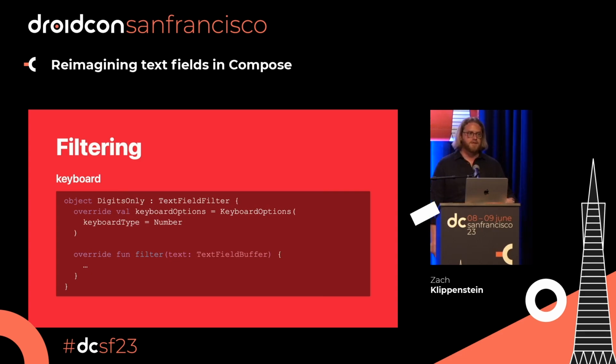and configure some default options for the keyboard. And this is overridable. If you pass in keyboard options on the actual composable, you can override it. But this is kind of a default, so if you just pass in a digits-only filter, it should just work and make the keyboard do what you would expect. So that's kind of filtering.